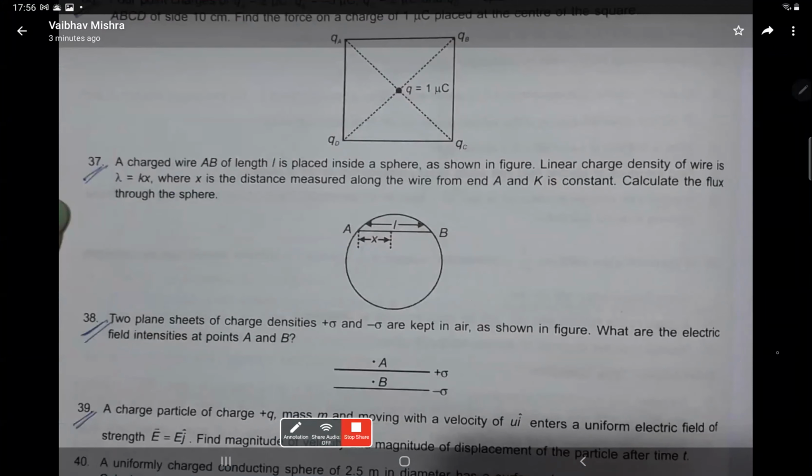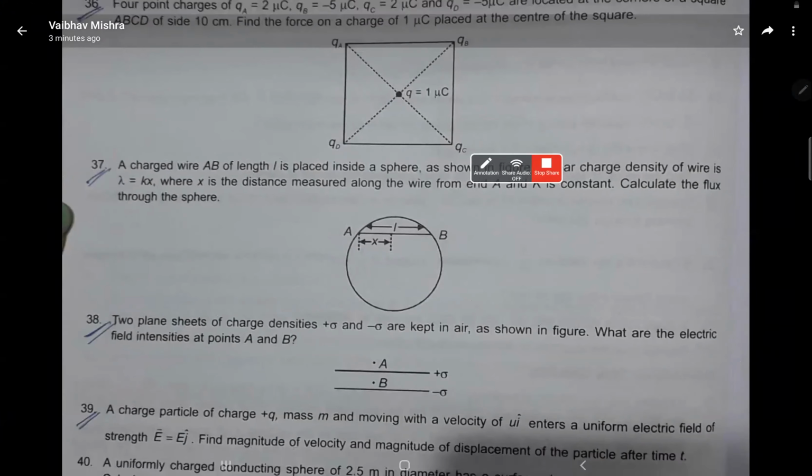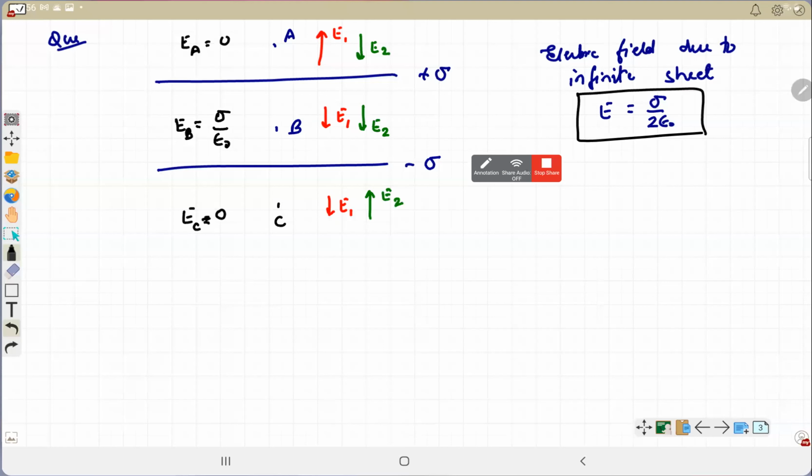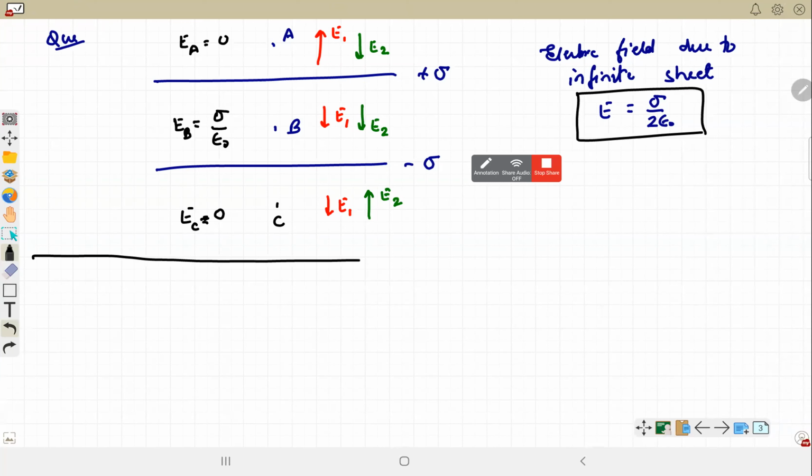Question number 39. A charged particle of charge q, mass m, moving with velocity u i, enters a uniform electric field E is equal to E times j cap. So electric field y direction में, charge particle enter करता है x direction में, हमें उसकी velocity और उसका displacement बताना है t time के बाद.